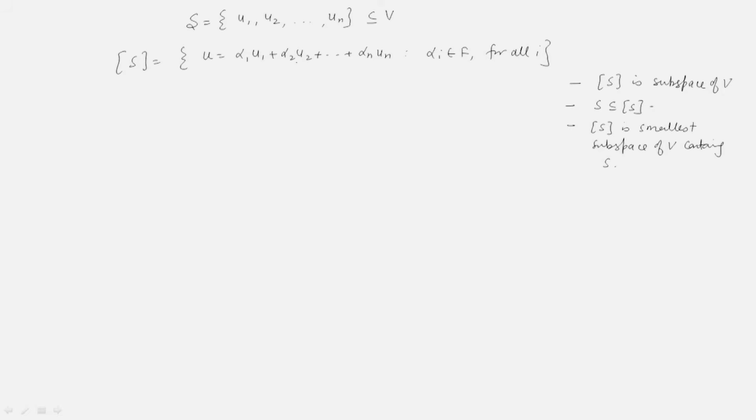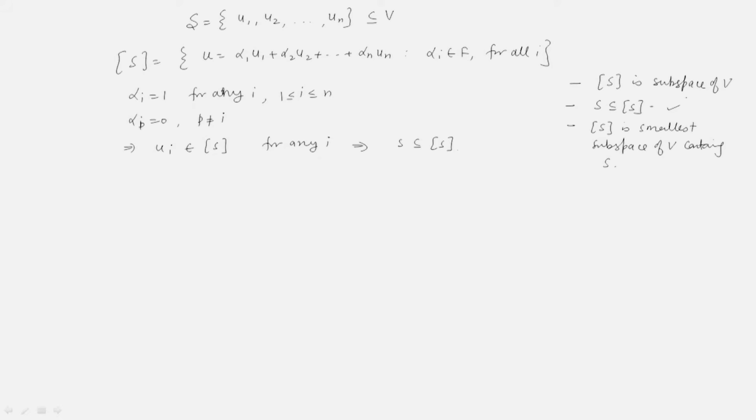Similarly, if you take alpha 2 equal to 1 and all remaining alphas equal to 0, then U2 will be in span of S. So, we can say that if you take alpha i as 1 for any i from 1 to n, and alpha p equal to 0 when p is not equal to i, then this implies Ui belongs to span of S for any i, and this implies S is contained in span of S.